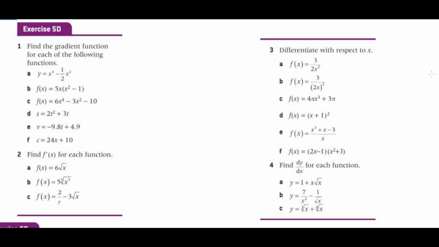Find the gradient of the function for each of the following. Now gradient, slope or the differentiation, they all mean same. So we need to differentiate this. Let's do the differentiation at the corner so that we don't miss out something.